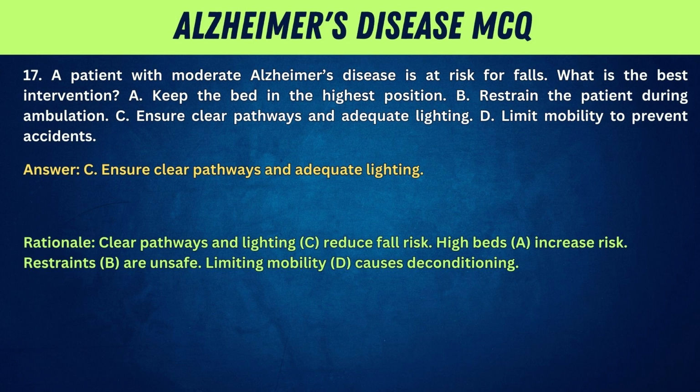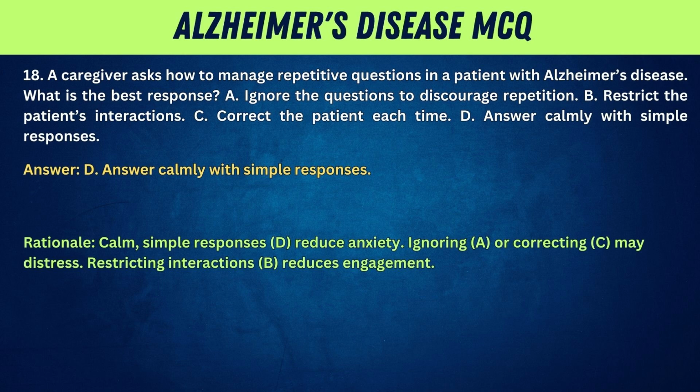18. A caregiver asks how to manage repetitive questions in a patient with Alzheimer's disease. What is the best response? A. Ignore the questions to discourage repetition. B. Restrict the patient's interactions. C. Correct the patient each time. D. Answer calmly, with simple responses. Answer: D. Answer calmly, with simple responses.